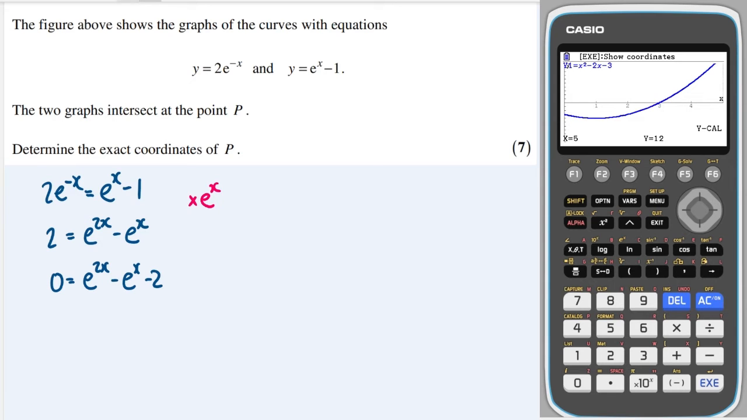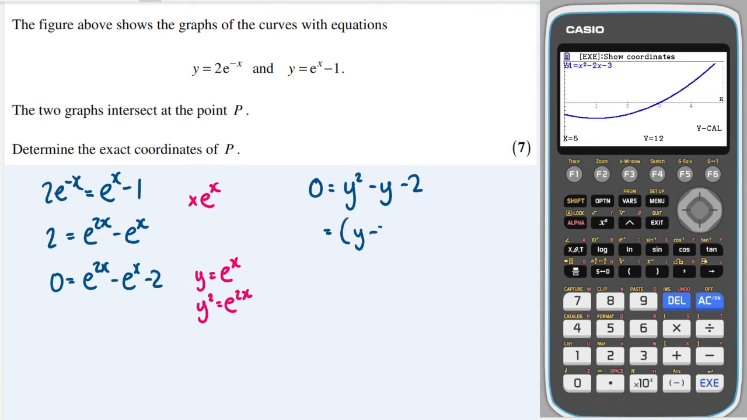And then what I'm going to do is let y equal e to the x. So therefore y squared is equal to e to the x times e to the x, which is e to the 2x. And then I'm going to replace those. So I'm going to get 0 is equal to y squared, now after the substitution, minus y minus 2.